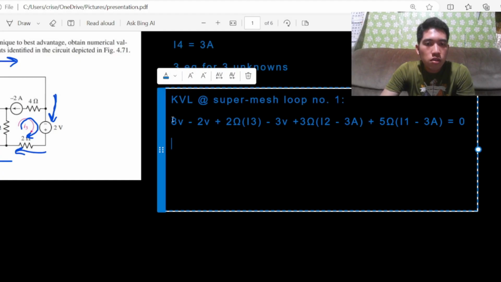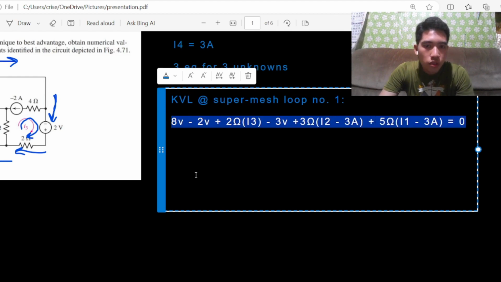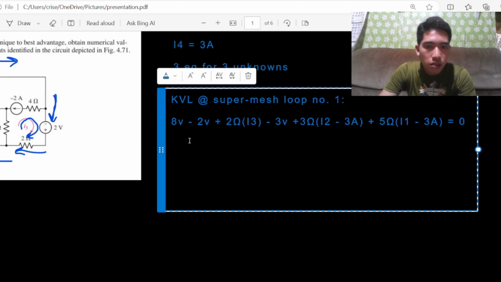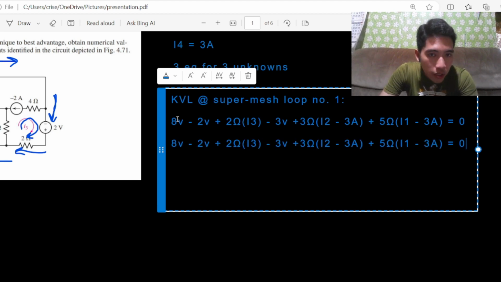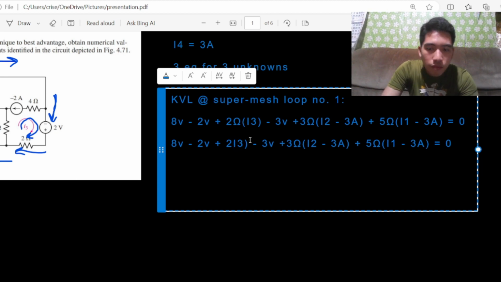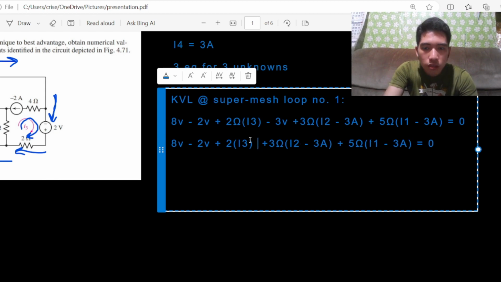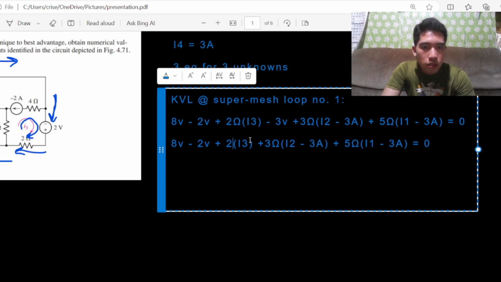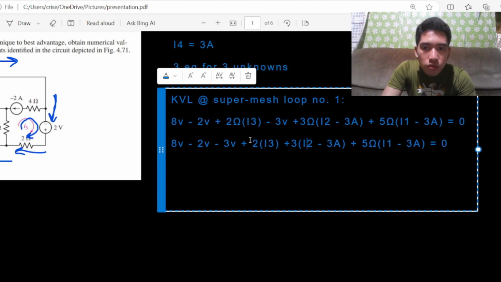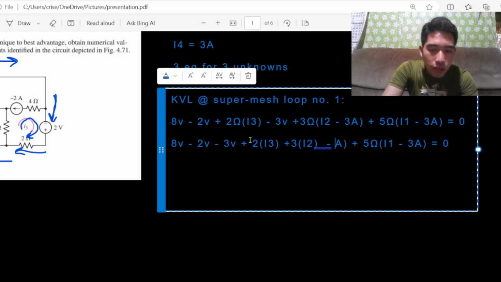After finding this equation, we will then use simple algebra to simplify it. So we will copy, Ctrl C, then paste. Then we will multiply 2 with I3 and we will get 2I3. We'll then transpose this negative 3 volts into this position. We will multiply 3 with I2, then we will get 3I2. And 3 with negative 3, we get negative 9 volts.